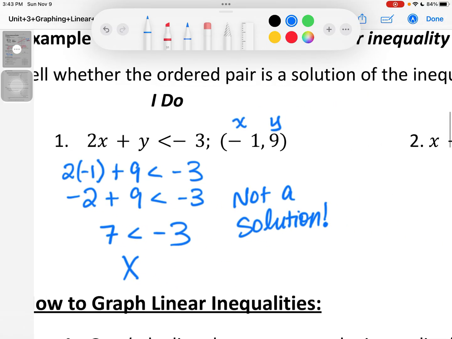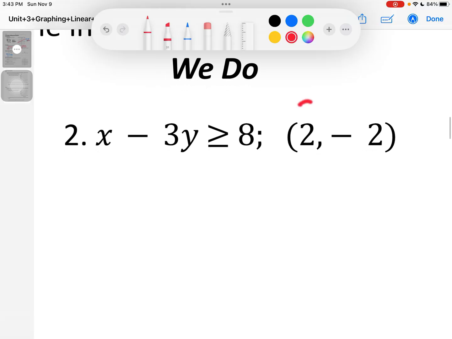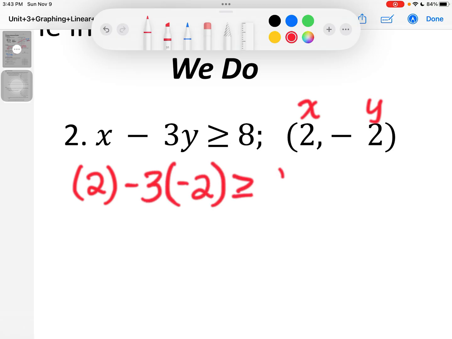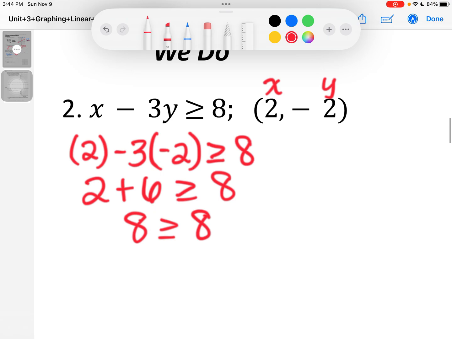Okay, let's try another one. Same idea. This is x, this is y. We're going to plug those in for their numbers. 2 minus 3 times -2 is greater than or equal to 8. 2 plus 6 is greater than or equal to 8. 8 is greater than or equal to 8, which is in fact true, so this is a solution.